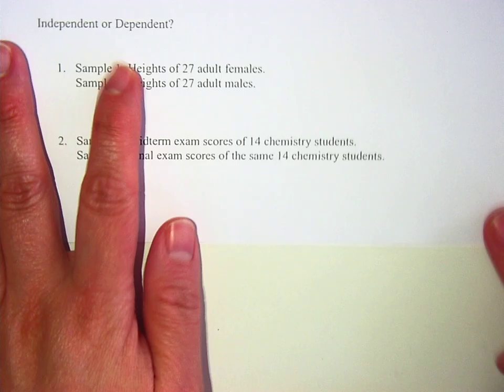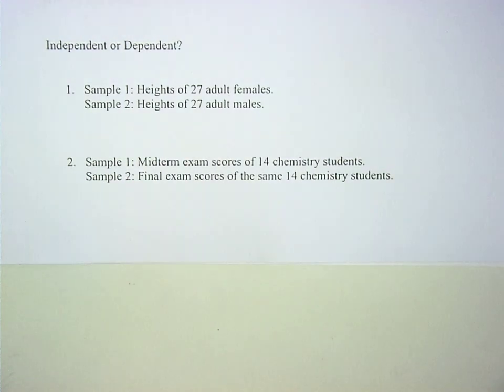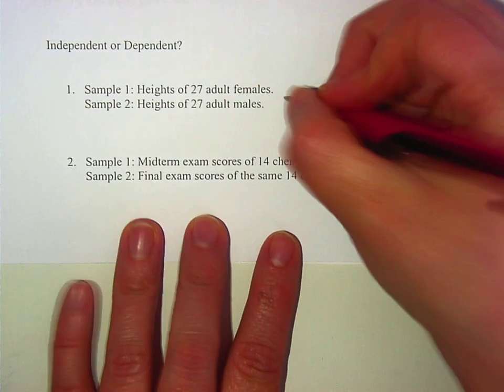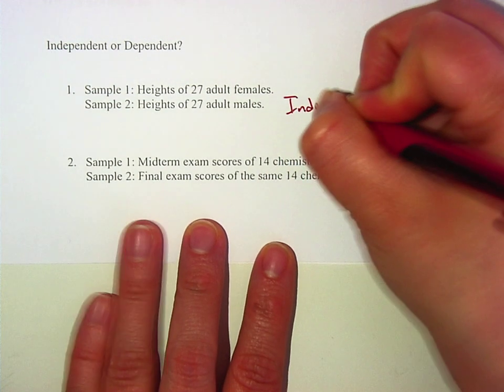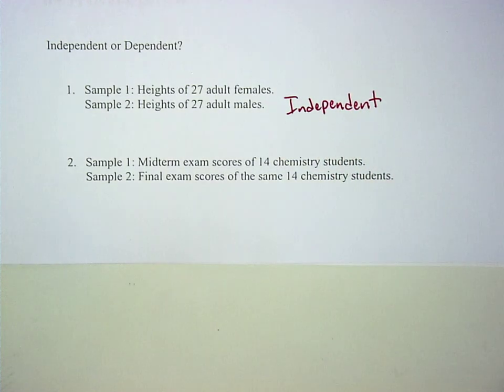All right. Independent or dependent? Let's have you guys do it, and I'll give you prizes for it. Height of 27 adult females, heights of 27 adult males. Independent or dependent? Independent. Just because they're both 27 doesn't mean that they're related.